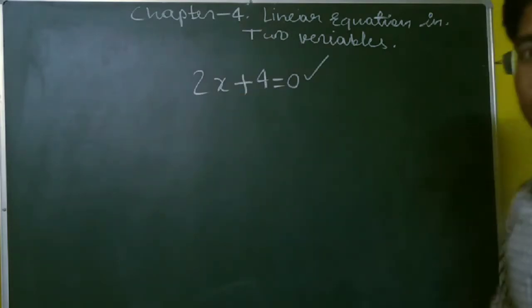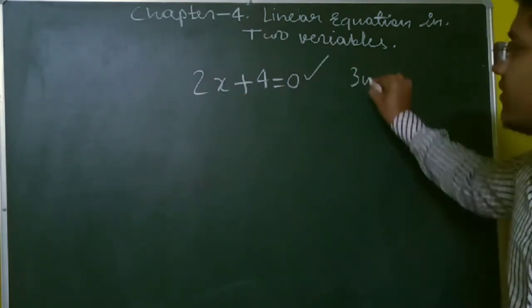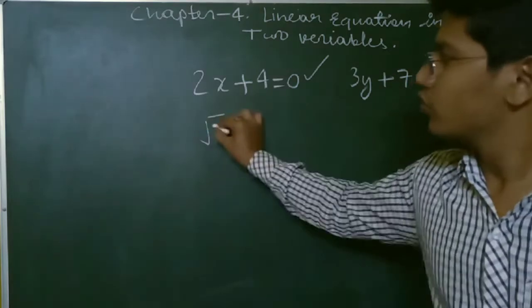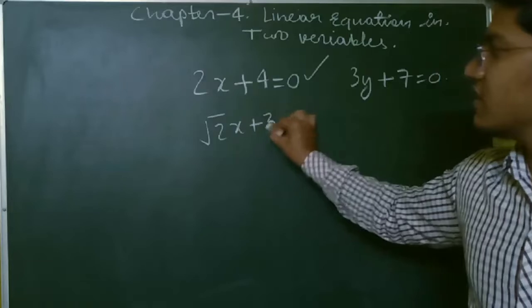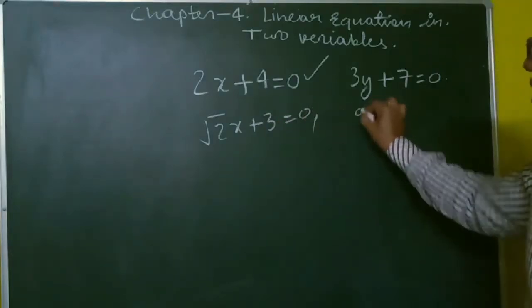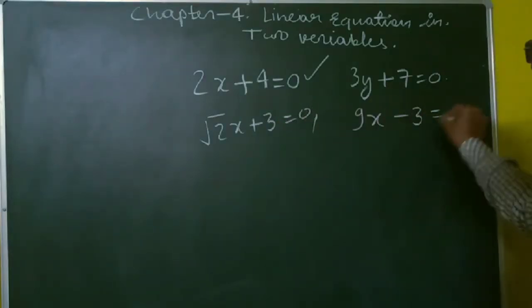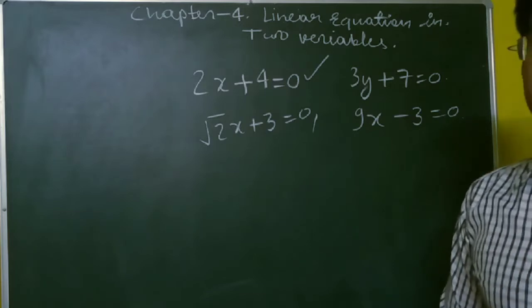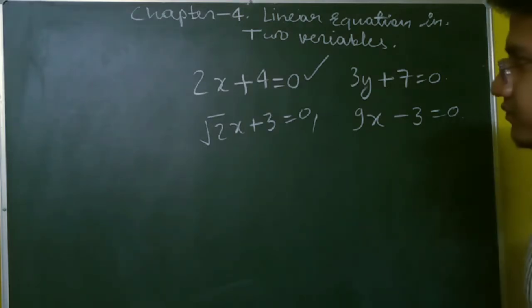2x plus 4 equals 0, 3y plus 7 equals 0, root 2x plus 3 equals 0, 9x minus 3 equals 0. There are so many examples of the linear equation. What is the meaning of linear equation?